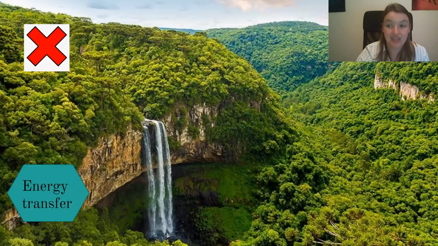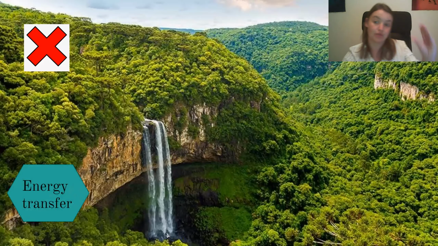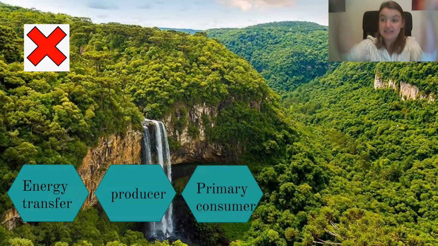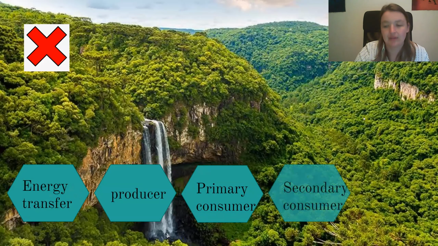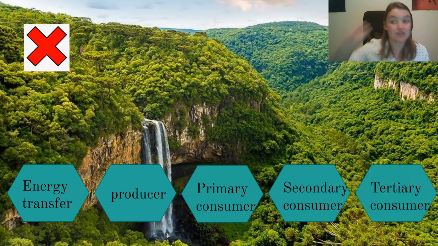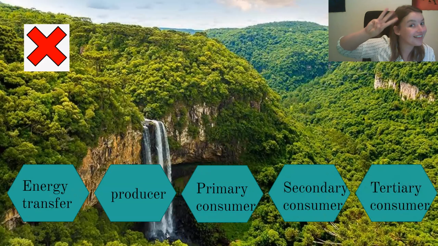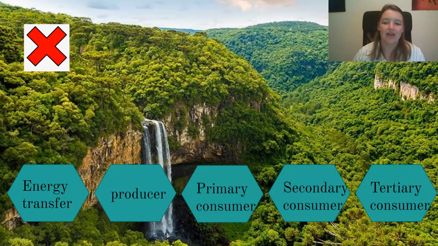So, energy transfer goes from the producer to the consumer. The producer creates its own energy with sunlight. The primary consumer is the first animal that eats the producer. Then we have a secondary consumer. And finally, we have our tertiary consumer, the third animal. And we have a much more complicated and realistic look at how ecosystems work together.